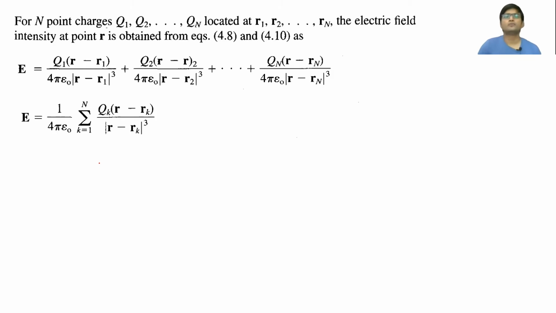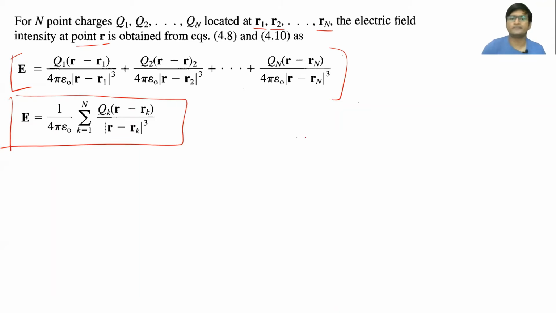So if there are n charges, given by Q1 to Qn, located at points represented by the vectors r1, r2, and rn, then the electric field intensity at a particular point P, denoted by the vector r, can be obtained using the superposition formula, similarly as we did for the force case, like this. So it is essentially the same thing.